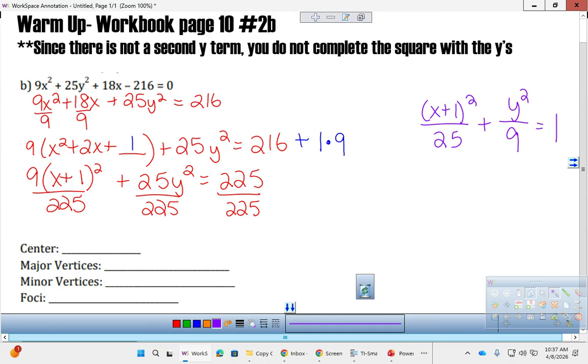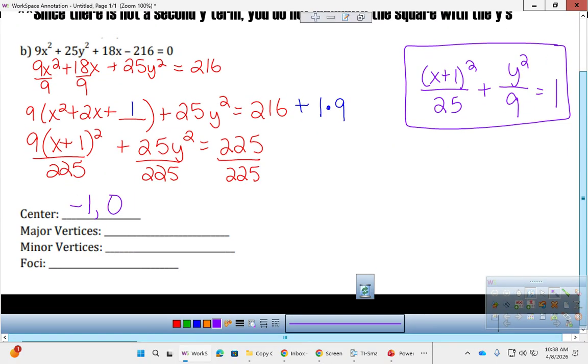You can have y minus 0 squared if you want to change the format of that for it to look nicer, or you can just leave it like that. So this is my standard form of my ellipse. Now my center of that ellipse is opposite of what's with x, and because nothing's with y, I'm going to have a 0. It might be helpful for you, if it's asking you to find the major vertices, to sketch it.